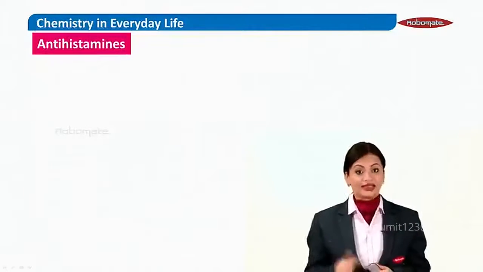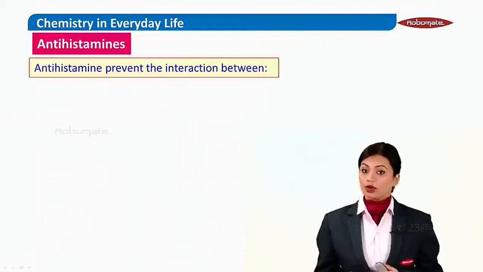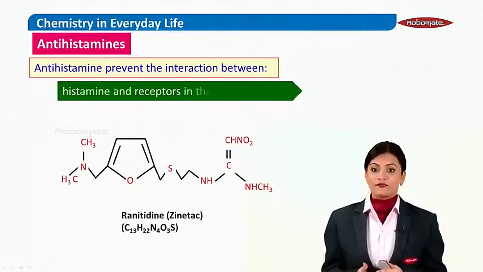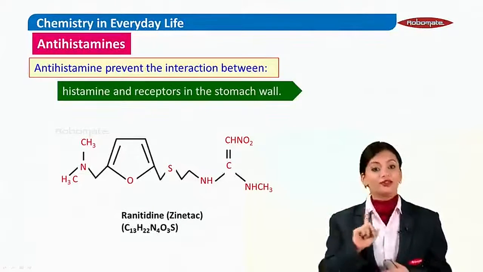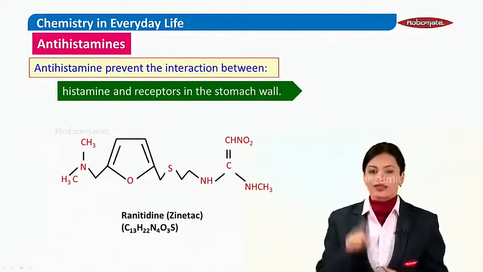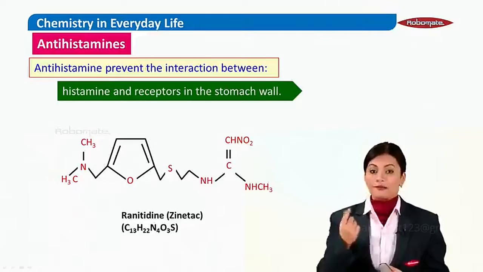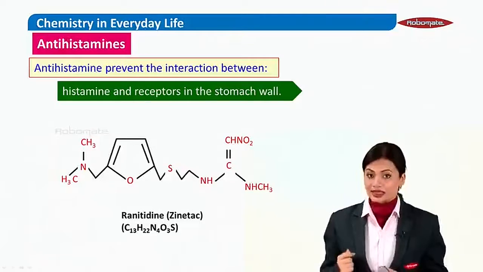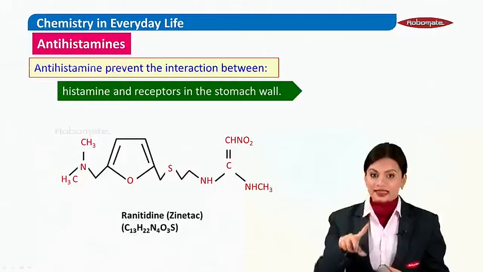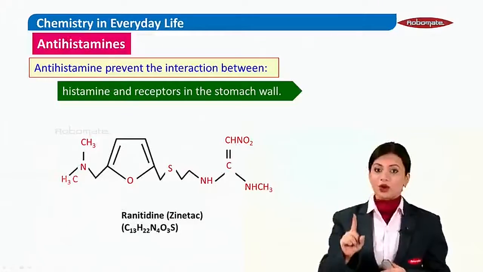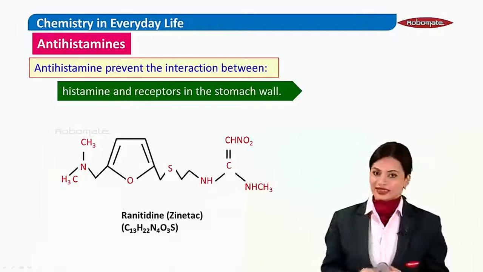So, we see that an antihistamine, what work will it do? It will prevent the interaction between histamine and receptors in the stomach wall. Do you remember I just told you, histamine does the work of making the stomach release HCl. So an antihistamine will stop the work of histamine. So the stomach wall will secrete less HCl.